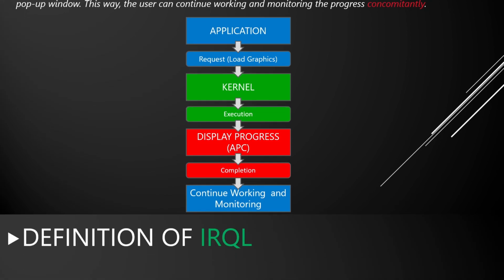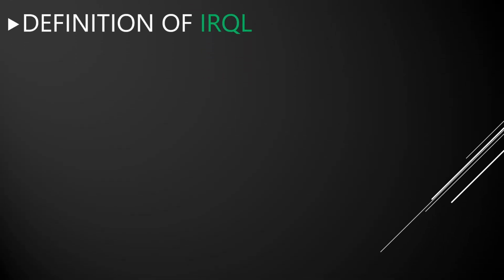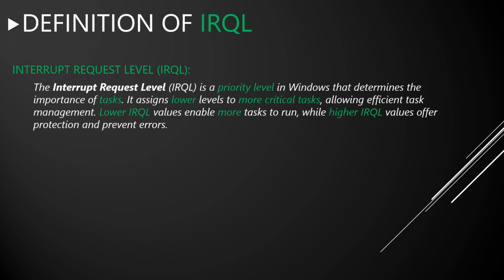Okay, let's see the definition now of IRQL, the second mechanism that we will discuss today. The interrupt request level, or IRQL, is a priority level in Windows that determines the importance of tasks. It assigns lower levels to more critical tasks, allowing efficient task management. Lower IRQL values enable more tasks to run, while higher IRQL values offer protection and prevent errors.